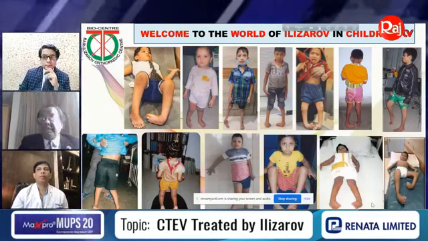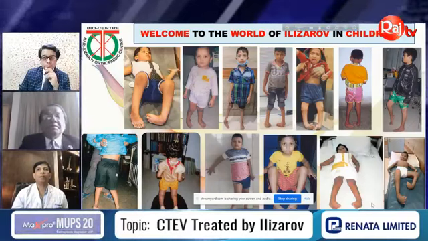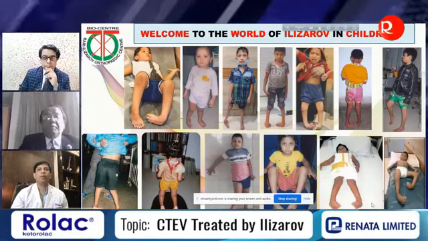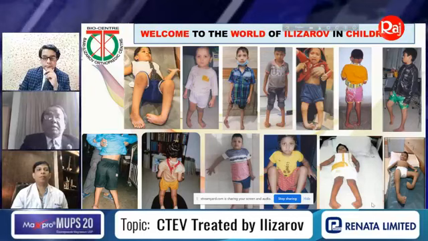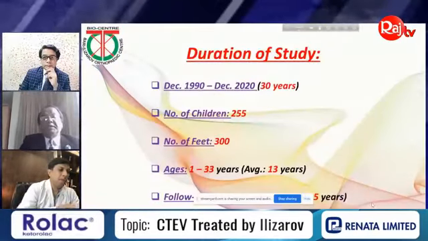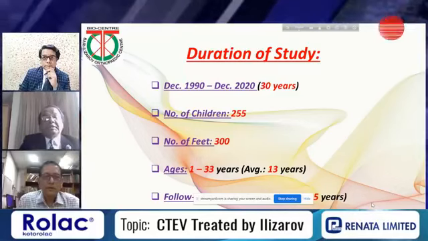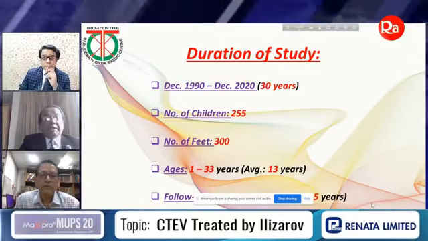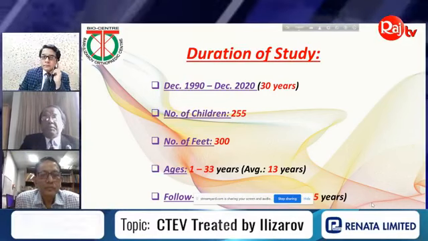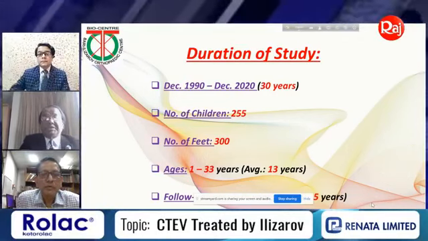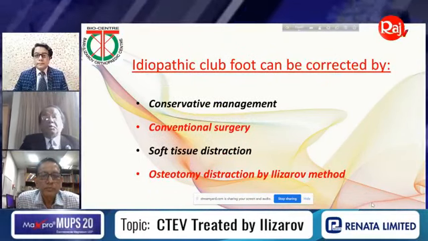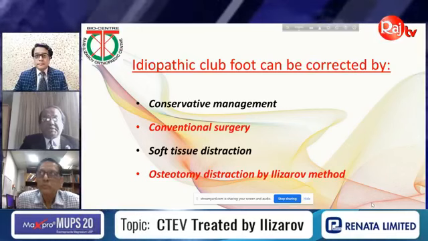Next. It is not possible to put all the cases in a single plate. So club foot is a common congenital deformity. Here are the sequential cases I have treated over the last 30 years with the Ilizarov technique, not only with Ponseti. These are all cases with Ilizarov technique. You can see age 1 to 33. One, at the age of one, you can put in AMC, that is a resistant, very difficult case. So conservative treatment, you can go for conventional surgery.